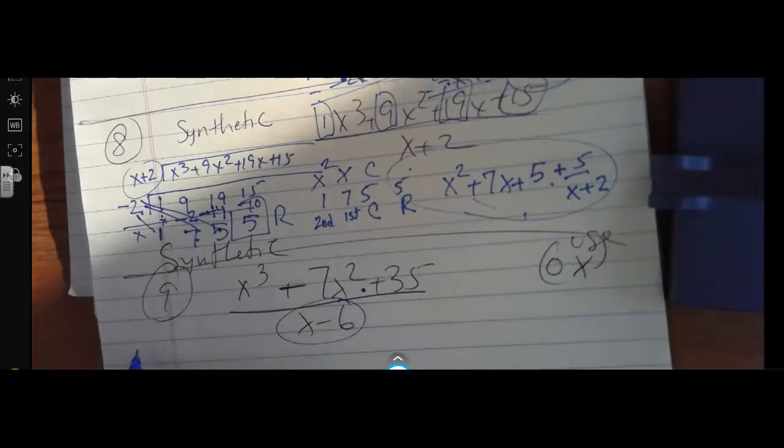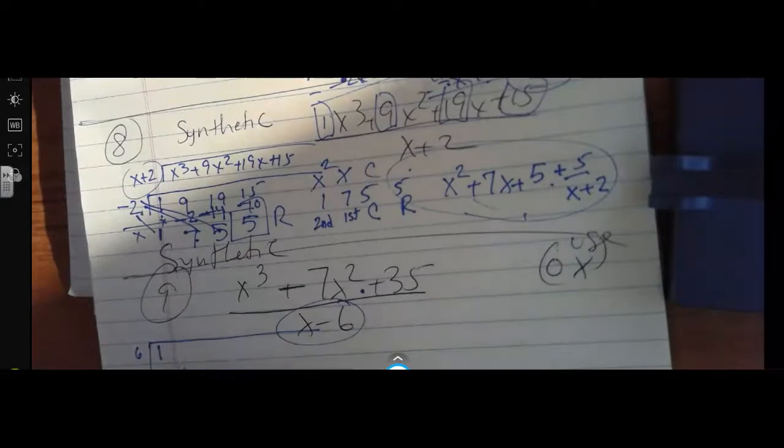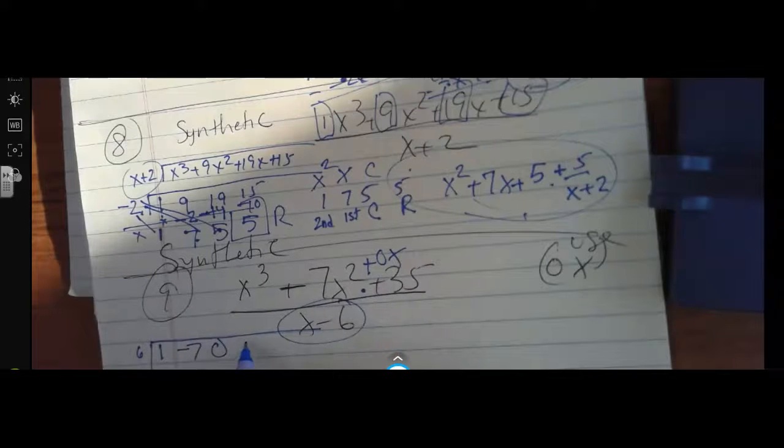Since it's x minus 6, 6 goes on the outside. On the inside, I'm going to have 1, negative 1, and negative 7 here. Now, since I have no x column, it's plus 0x, so I have to put a 0 here, very important. Okay, and then a 35.